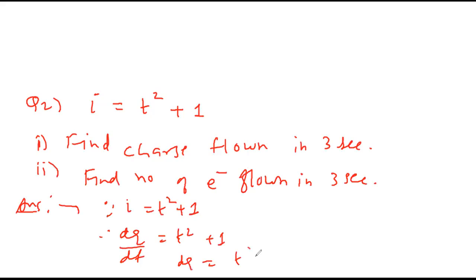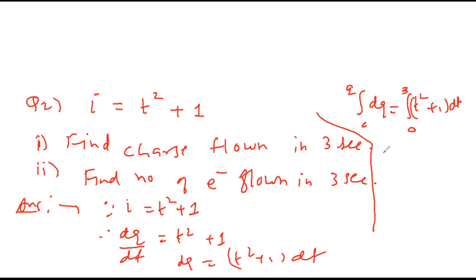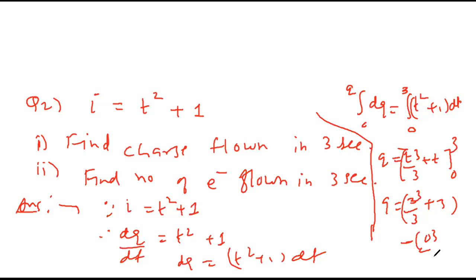From this, dq will be t square plus 1 into dt. So can I say the integration of dq is the integration of t square plus 1 into dt, flowing in 3 seconds means 0 to 3 seconds, and this is 0 to total charge q. So the integration of dq is q. This will become t cubed upon 3 plus t from 0 to 3. So q will become 3 cube upon 3 plus 3, minus 0 cube upon 3 plus 0. So this will vanish. That means q will become 27 upon 3, which is 9, plus 3, 12. Charge is 12 coulomb. Clear? Please solve.